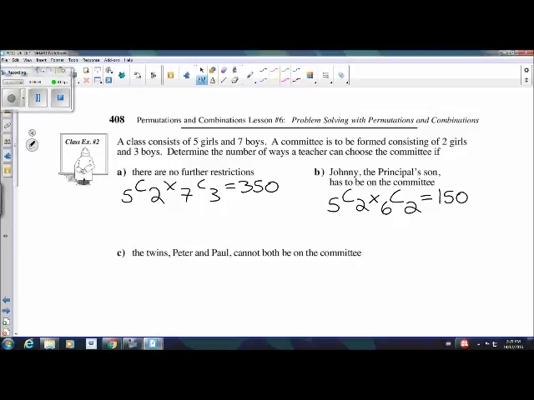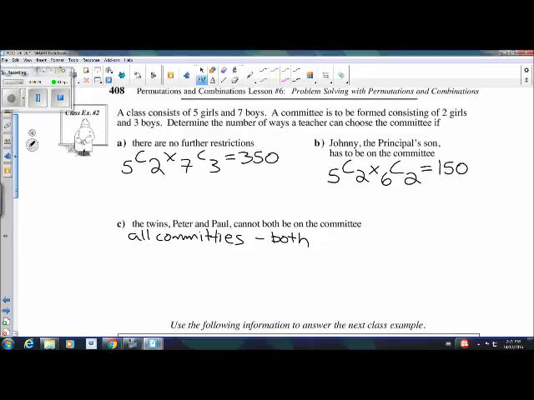C, if the twins, Peter and Paul, cannot both be on the committee. So I have 2 ways of doing that. I can consider Peter only, or Paul only, or neither. Or I can take all committees, that doesn't look right, all committees minus both.